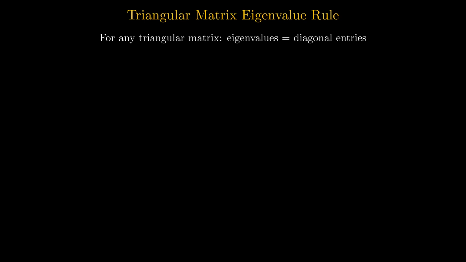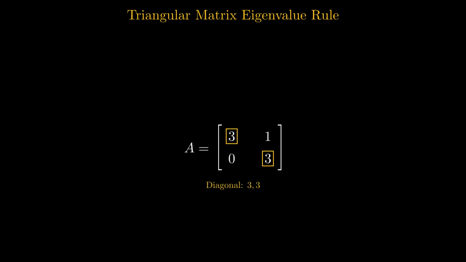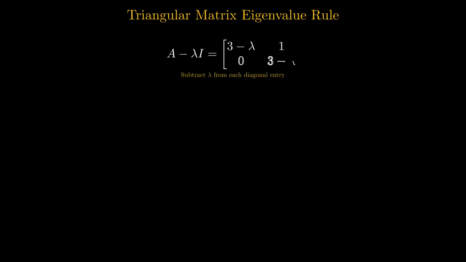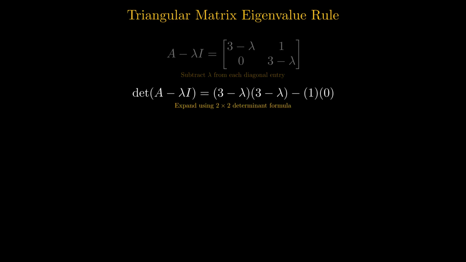Here's the other. First, a useful shortcut. For any triangular matrix, whether upper or lower, the eigenvalues are simply the diagonal entries. Take A equals 3, 1, 0, 3, an upper triangular matrix with 3's on the diagonal. Now compute the characteristic determinant. A minus lambda I gives us the matrix 3 minus lambda, 1, 0, 3 minus lambda. The determinant is 3 minus lambda times 3 minus lambda minus 1 times 0.